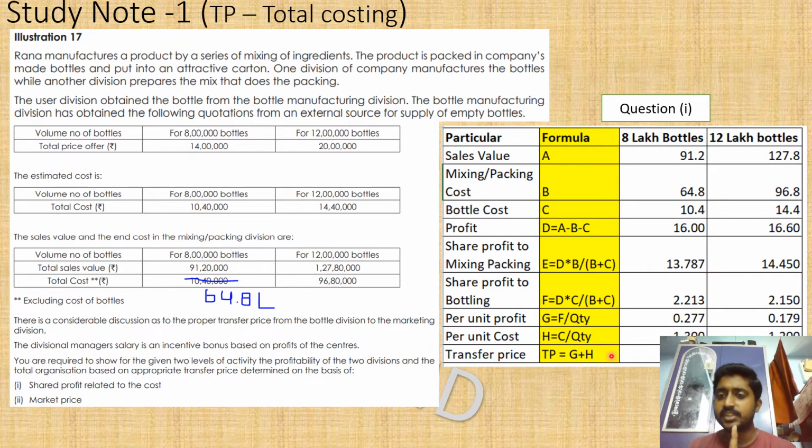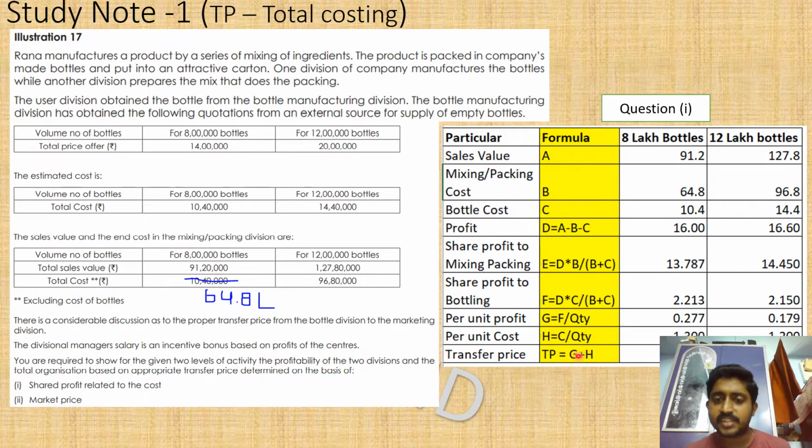So the first question we have answered. We have split the profit to the divisions based on the total cost. Also we have found the transfer price, which is the sum total of the profit per unit and cost per unit, because transfer price is always per unit, correct? So transfer price per unit is nothing but the profit per unit plus the cost per unit.